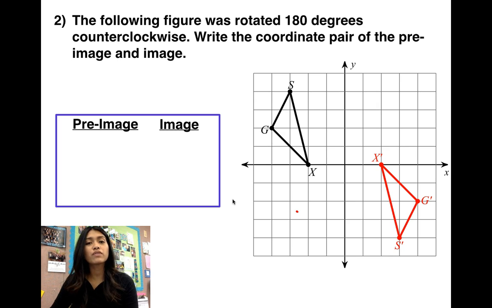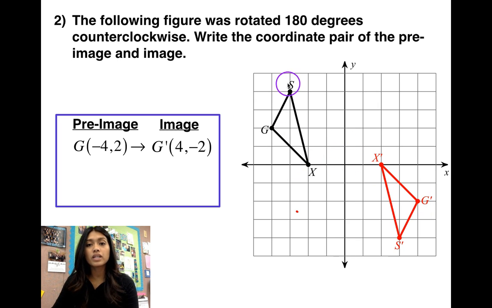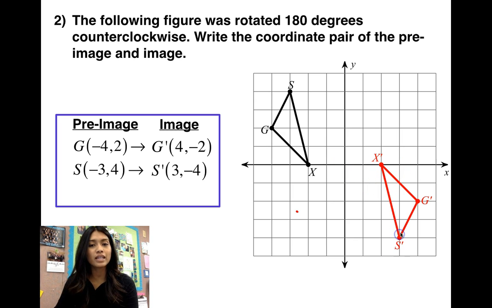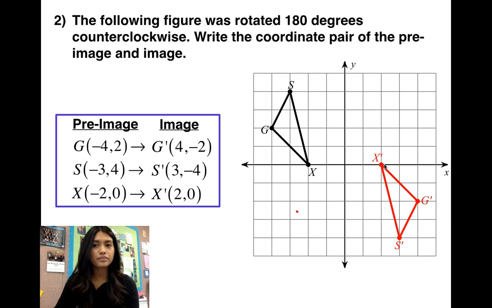For number 2, it says the following figure again was rotated 180 degrees counterclockwise. Write the coordinate pair of the pre-image and image. So here we're going to go in alphabetical order. G is -4, 2. G prime is 4, -2. S is -3, 4, and S prime is 3, -4. And then last but not least, we have X, which is -2, 0, and X prime, which is 2, 0.